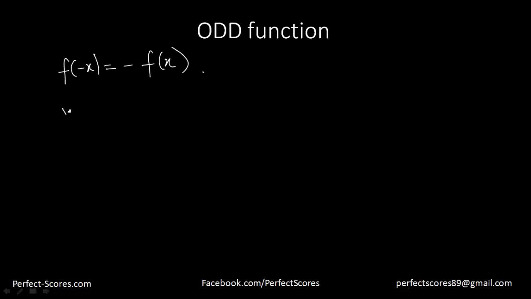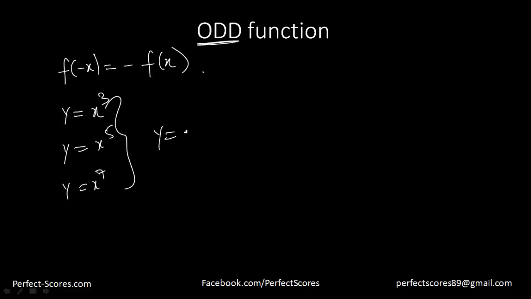So all the functions like y is equal to x cube. Now why did we call it an odd function? Because all the functions y is equal to x cube, y is equal to x to the power 5, x to the power 7, basically y is equal to x to the power n, where n is odd, all these functions are odd functions.